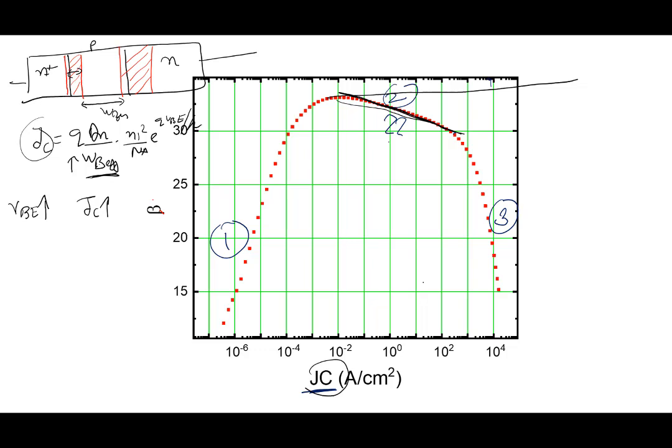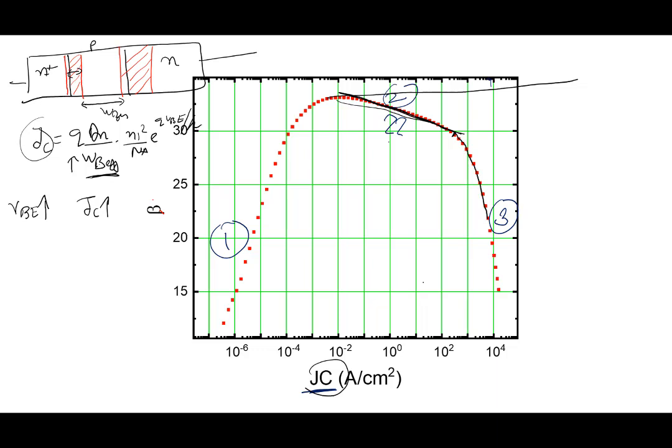The base width is becoming a little longer because the emitter base junction is getting more and more forward biased. So the emitter base depletion region is shrinking a little bit, and the effective base width is increasing. So it's a small amount of falling here. And then this is an interesting phenomenon that we will come to later on.